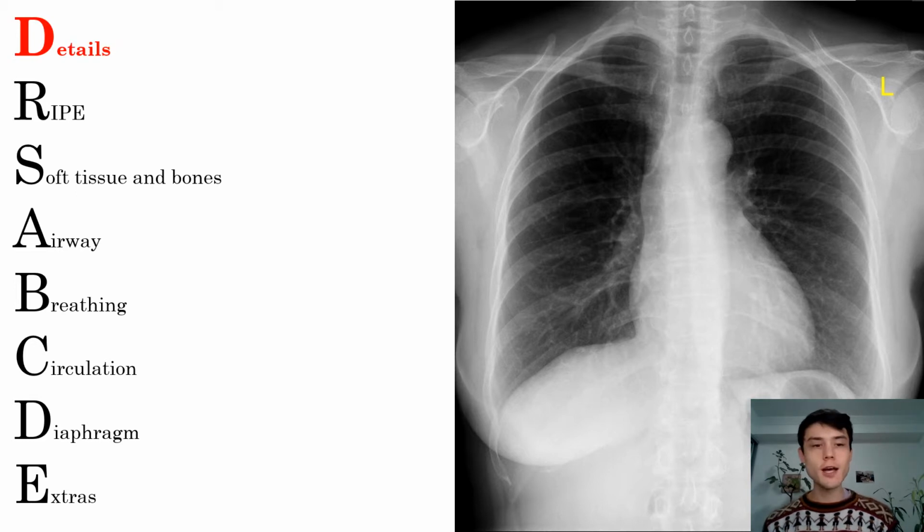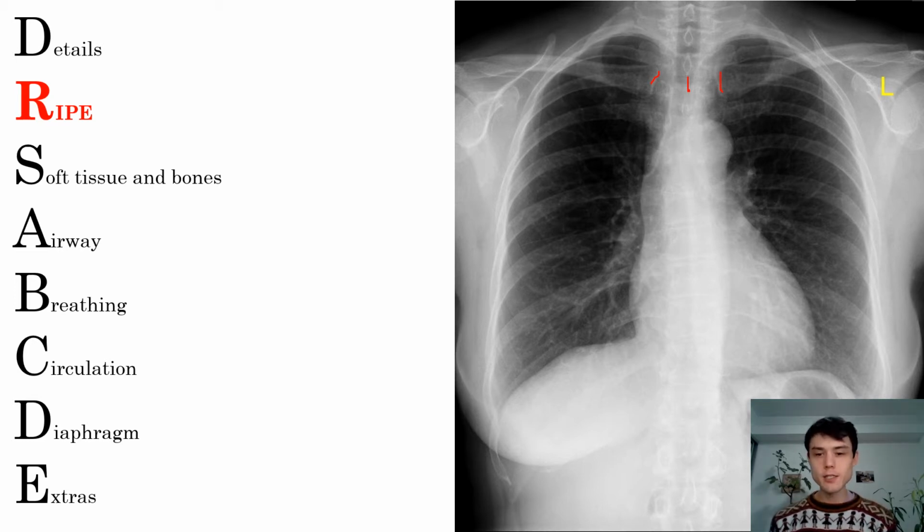So to take you through that, D stands for details, where we comment on the patient's history, their age, and the timing of the chest x-ray. RIPE is an acronym. R stands for rotation. So we check that the distance between the right clavicular head and the spinous processes is the same as the left clavicular head to the spinous process.